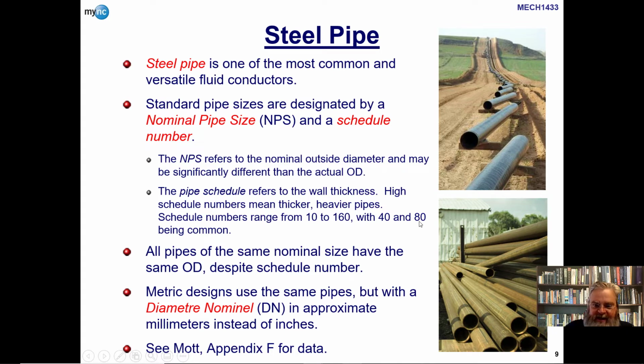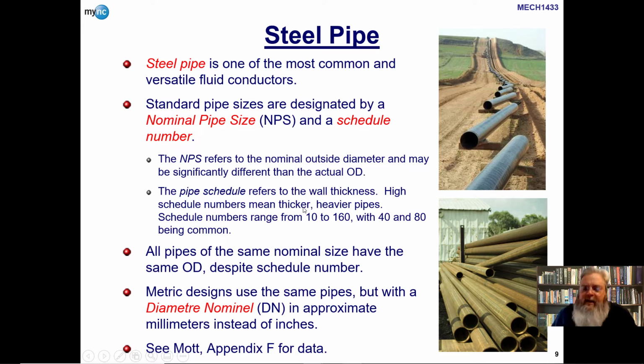But 40 and 80 are pretty common standard pipe sizes. And one charming thing is that all pipes of the same nominal size have the same OD. Doesn't matter what their schedule is. So a 6-inch Schedule 40 pipe and a 6-inch Schedule 80 pipe look the same on the outside. Same size outside diameter. It means that you can use the same clamps and hangers and hardware for them because the OD is the same. It's the inside that gets different with the higher numbers.